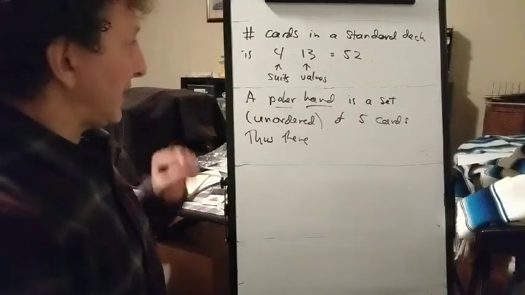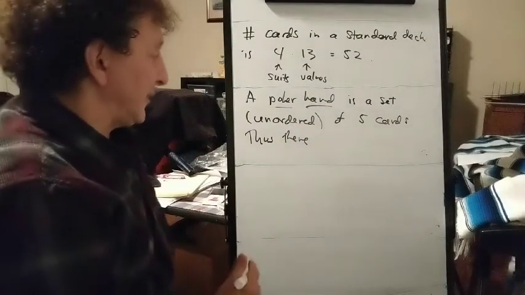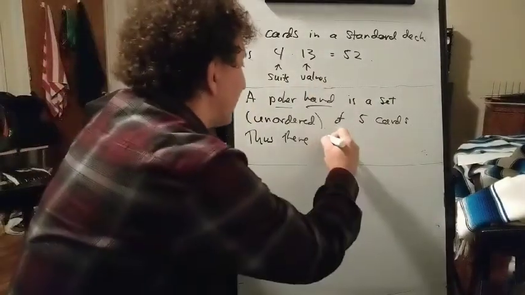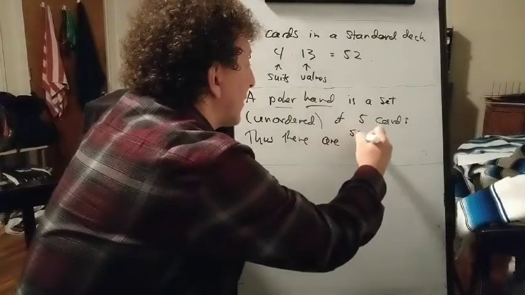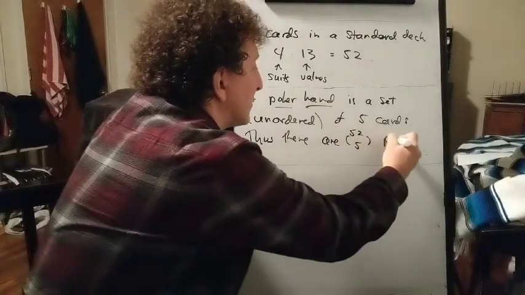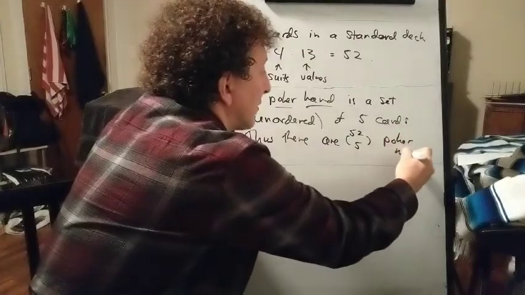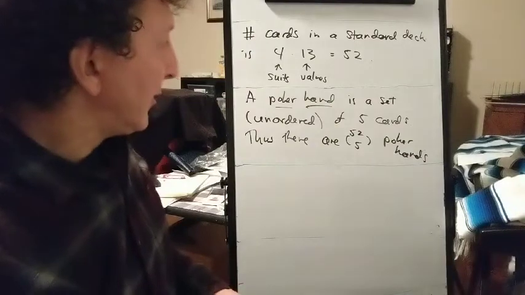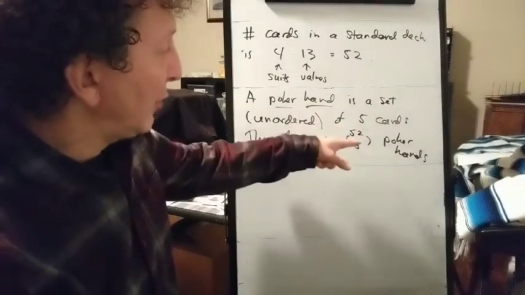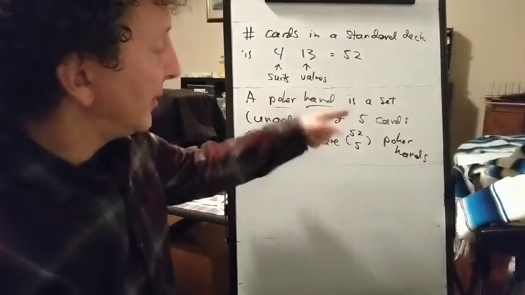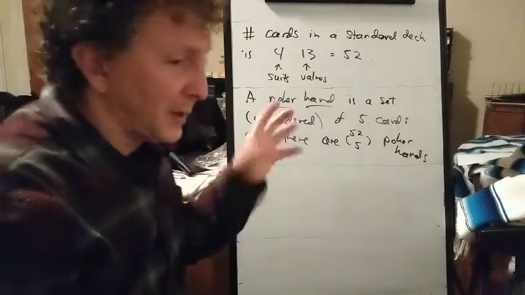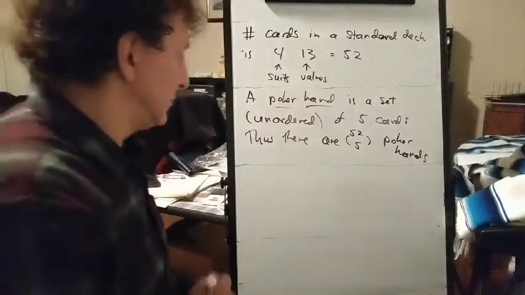So the total possible number of poker hands there are is 52 choose 5. Any 5 cards from this 52 card deck. Now that's 52 factorial over 5 factorial times 52 minus 5, which is 47 factorial. Those are pretty big numbers. It turns out to be about 2.6 million.